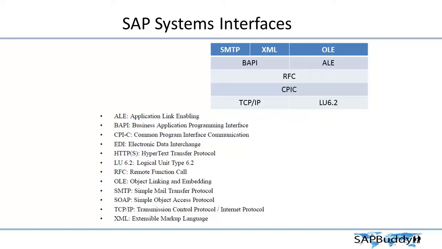HTTP and HTTPS are quite common, which you know. And LU 6.2, that is logical unit type 6.2, is also a communication standard. RFC is remote function call. OLE, that is object linking and embedding. SMTP, as we know, is simple mail transfer protocol. SOAP, that is simple object access protocol. TCP/IP, transmission control protocol and internet protocol. Then XML, that is extensible markup language. These are all the interface technologies which we can use in SAP as well.